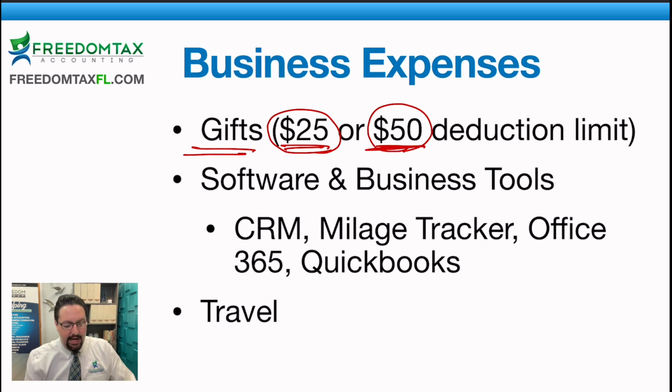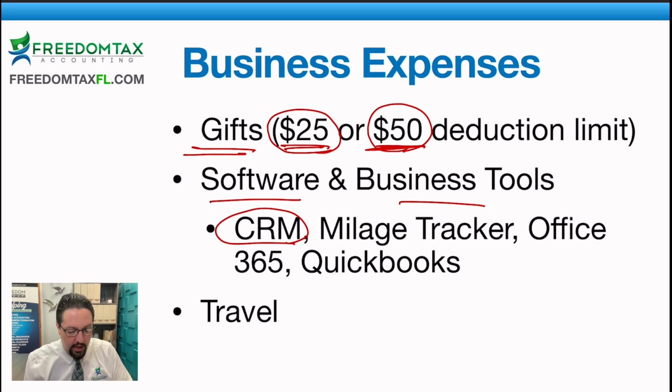Okay? Any software or business tools that you pay for to run your real estate business. For example, we have a lot of realtors who have a CRM system so they can keep track of their clients' contact information and email blasts. They also have a mileage tracker. Most real estate agents have an app on their phone that tracks their mileage, and I think it's like $5 a year, something like that. So that's software that you use to run your business.